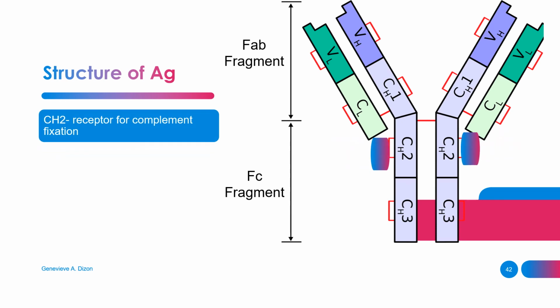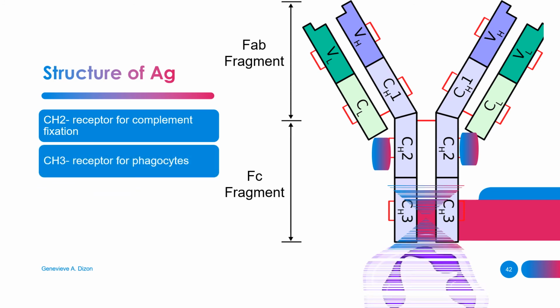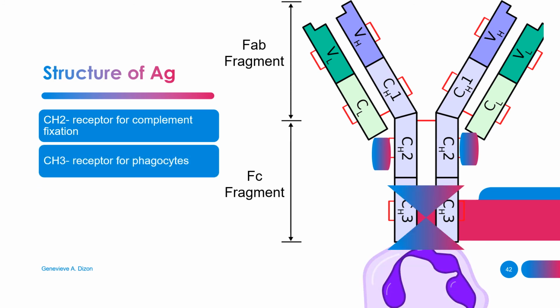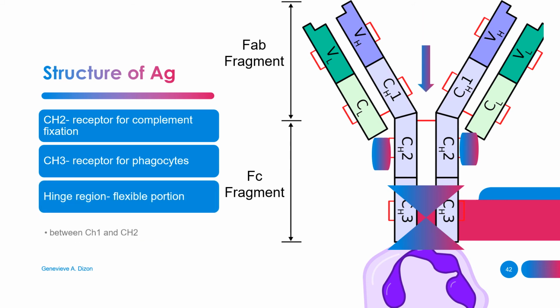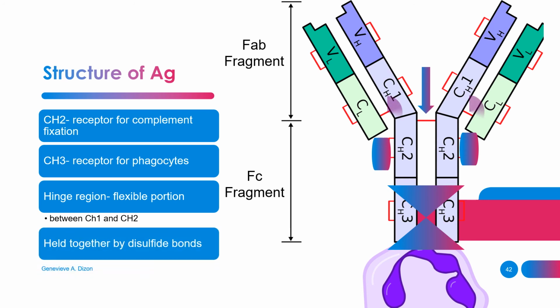CH2, or the second heavy chain, is the receptor for complement fixation, where the complements can bind. CH3, or the third heavy chain, is the receptor for phagocytes for phagocytosis. The hinge region, which is the flexible portion of the antibody, is responsible for the flexibility of the arms of the antibody. This is located in between the heavy chain 1 and heavy chain 2. And lastly, the heavy chains and the light chains are held together by disulfide bonds.